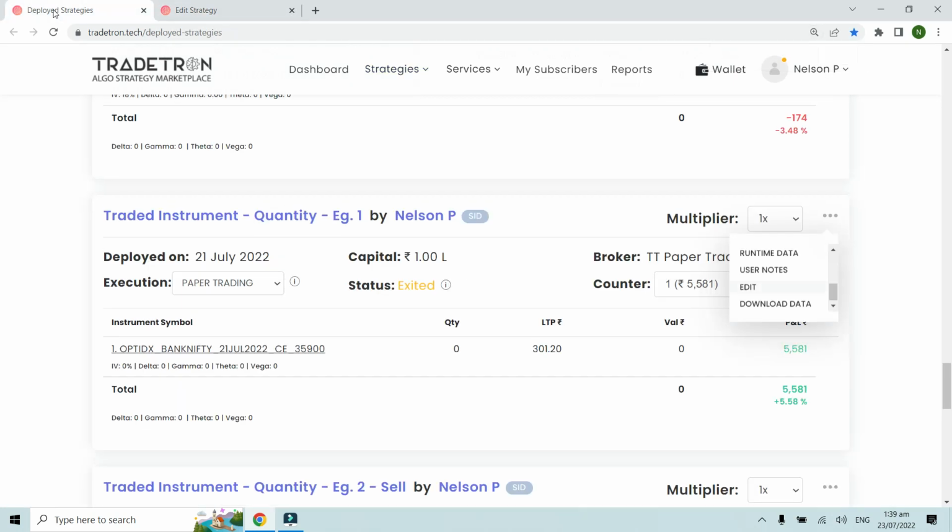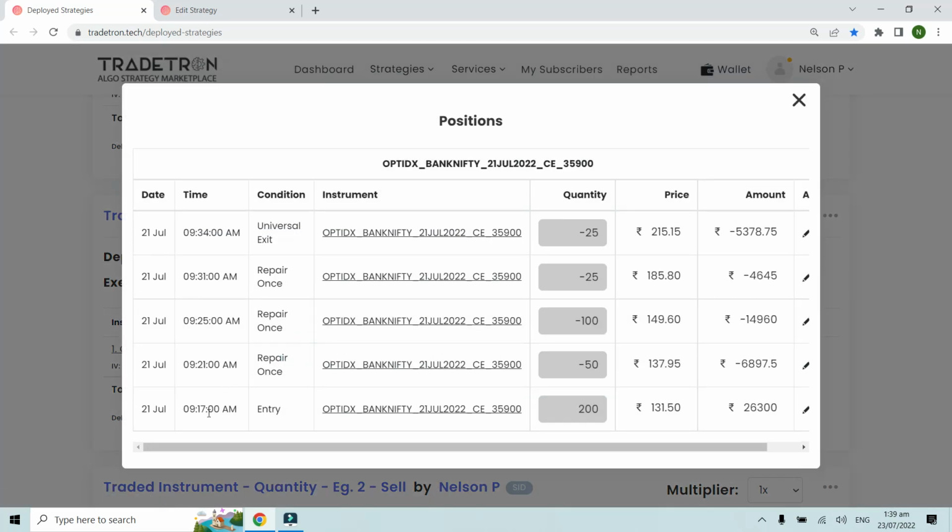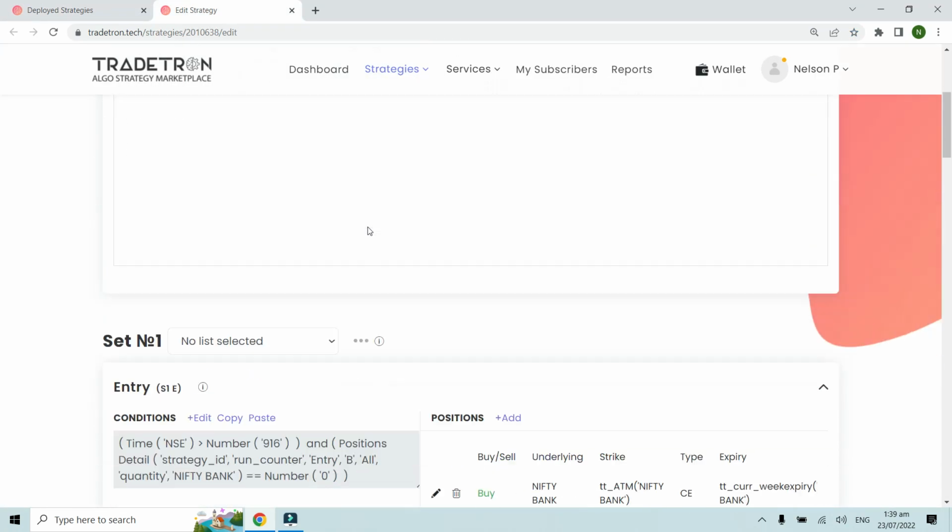So we will see how these trades have happened during the day. For example, let's just see this one today. At 9:17, as we have put the time, let's just go to the entry condition over here of the first set.